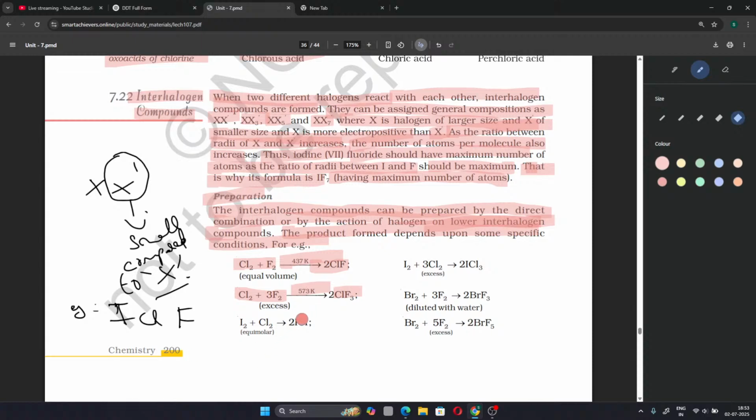ClF3 is the X-3 compound. With iodine and chlorine, when we take equal volumes or equimolar amounts, we get ICl. When we take chlorine in excess, we get ICl3. Bromine and fluorine, when bromine is diluted with water, we get BrF3, and when we take excess fluorine, we get BrF5.